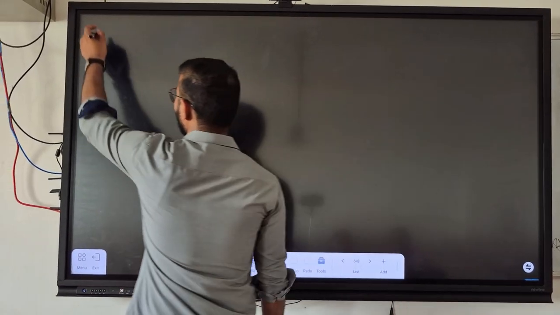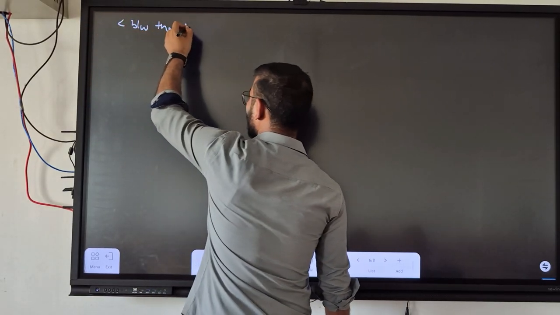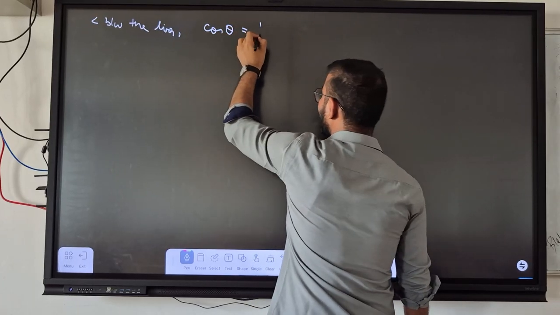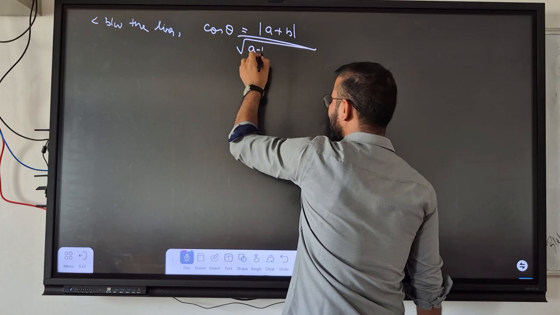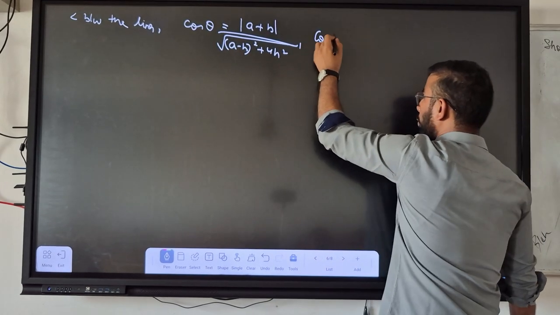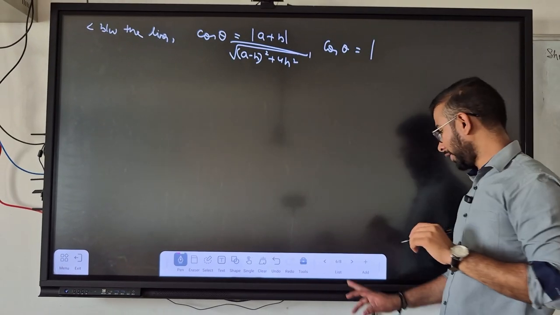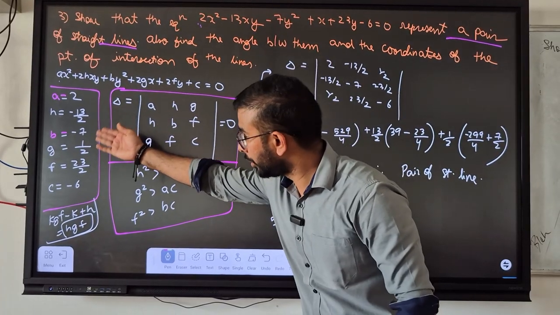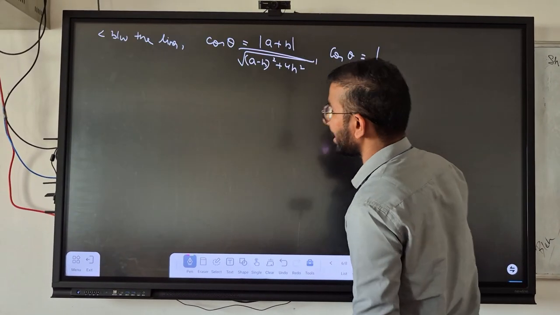Okay, next is finding the angle between the lines. We studied the angle between the lines in the first question. If you are here, then 100% you know the formula. Cos theta is mod A plus B, whole upon under root A minus B whole square plus 4h square. So what was A in this question? A is 2. What is h? Minus 13 by 2. And B is minus 7.